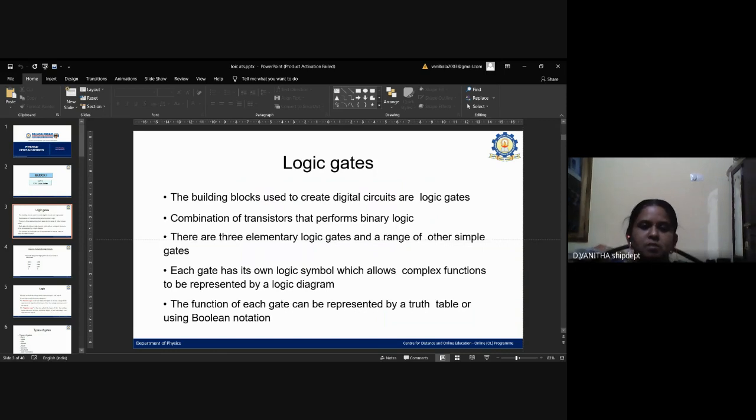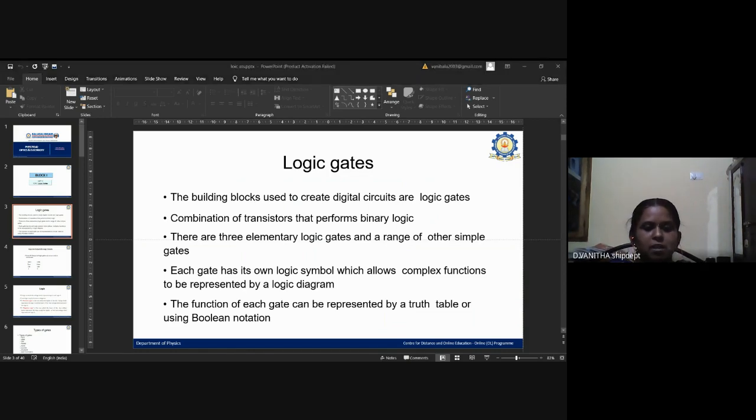Here, what does logic gates mean? This can be explained as the building blocks used to create digital circuits, which are called logic gates. They are a combination of transistors that perform binary logic. Binary logic means 0 or 1.